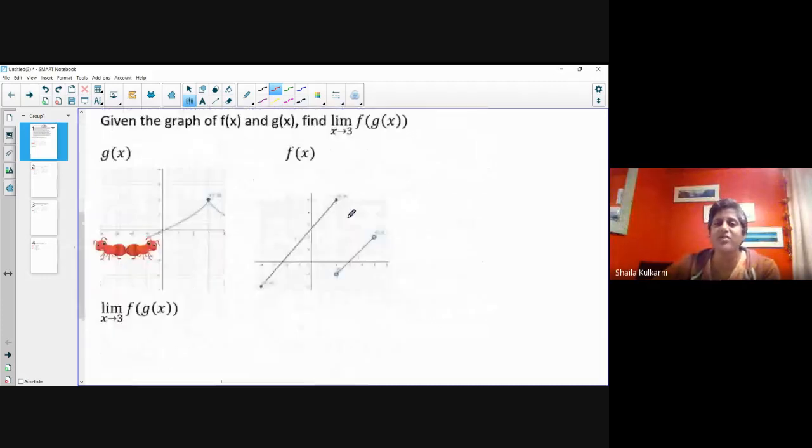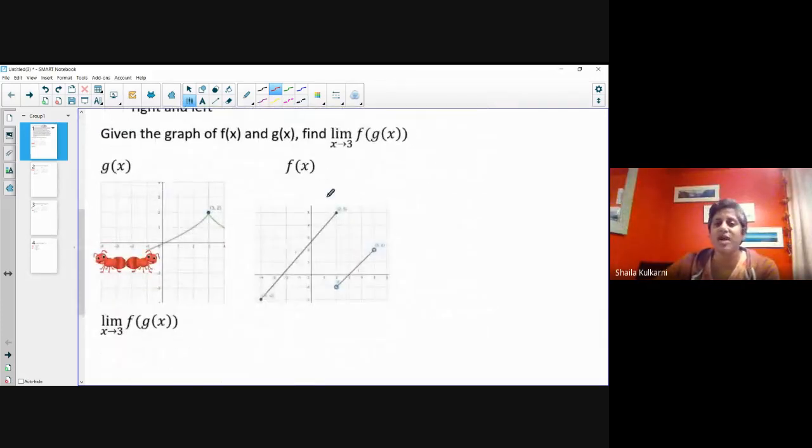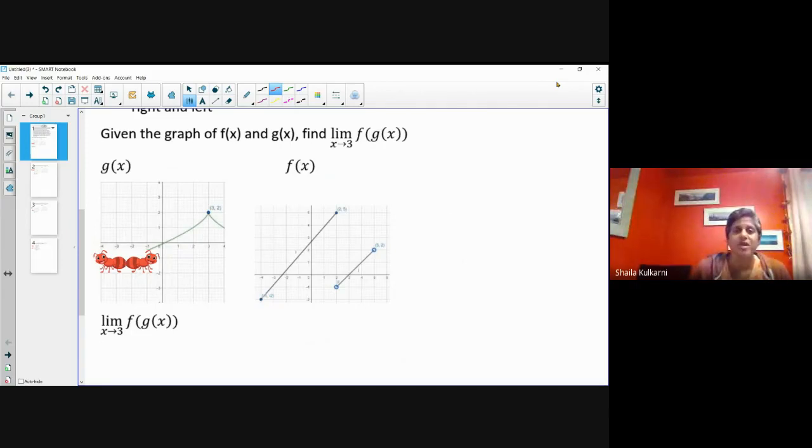So here we have this function. We have g on this side, we have f on this side, and it says find the limit as x approaches 3 of f of g of x. So the first thing that we need to do is figure out what is the limit as x approaches 3 of the inside function, and then figure that out. So let's go over here.